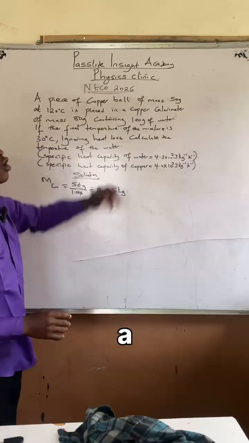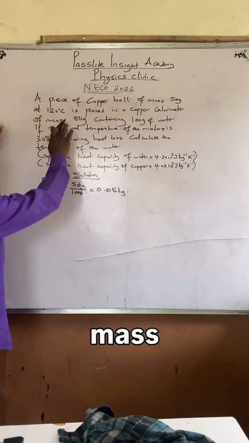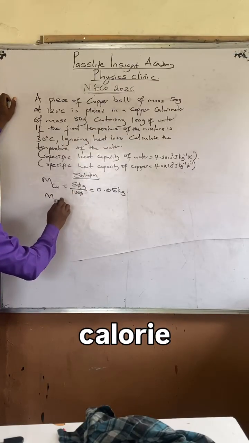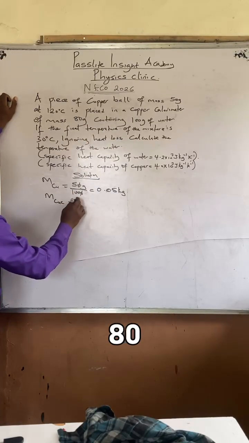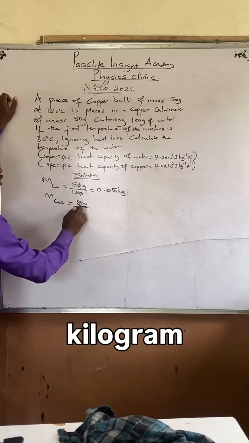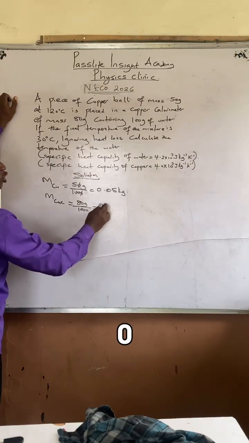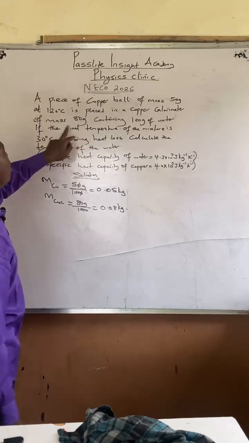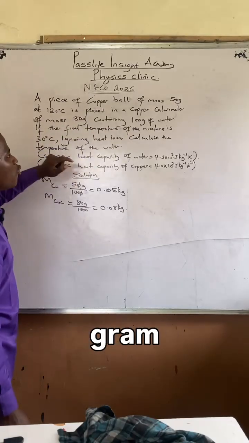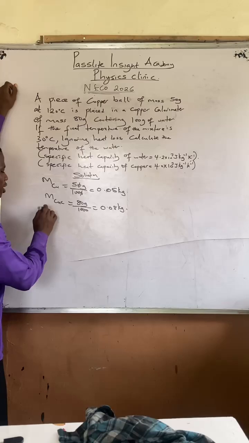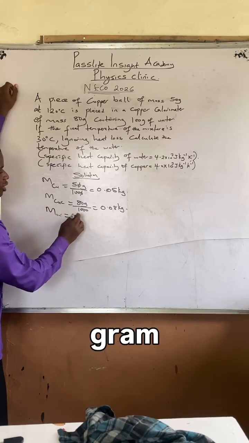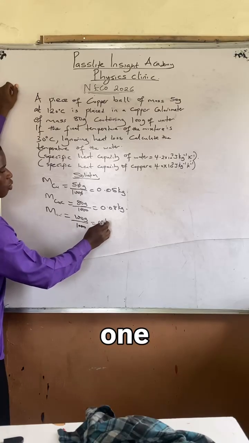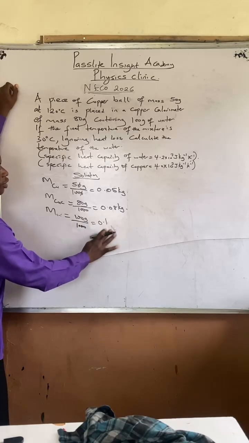It's placed in the copper calorimeter of mass 80 gram. The mass of copper calorimeter, CuC, is 80 gram. Convert it to kilogram: 0.08 kilogram. Containing 100 gram of water. The mass of water, 100 gram divided by 1,000 is 0.1 kilogram.